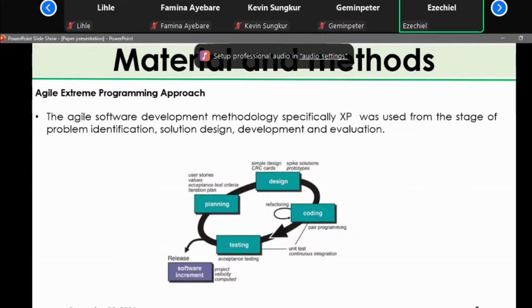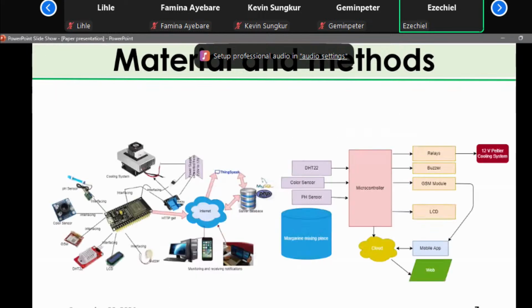About the materials and the methods, the agile software development method, specifically XP, was used from the problem identification, solution design, and development to evaluation. My system for real-time monitoring of margarine production process integrates several components connected to an ESP32 microcontroller, a color sensor, which monitors the margarine color, while the pH sensor tracks the acidity levels and the DHT for temperature. As you can see here, this is the block diagram which shows how the components are placed on the tank.